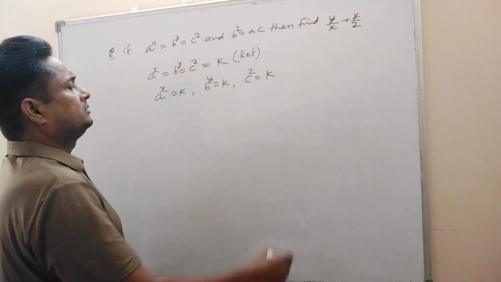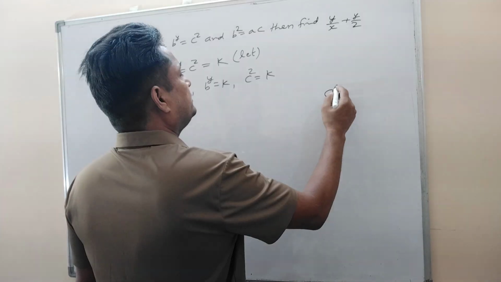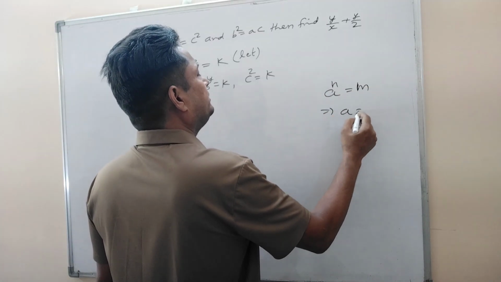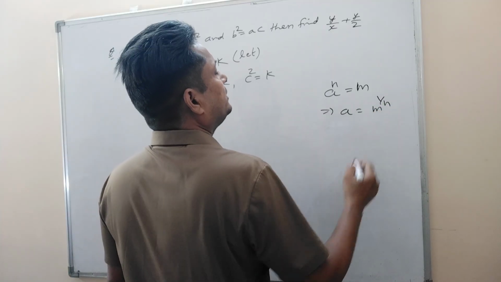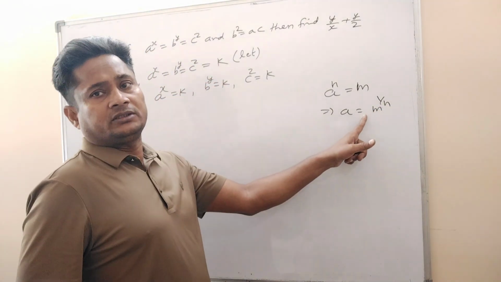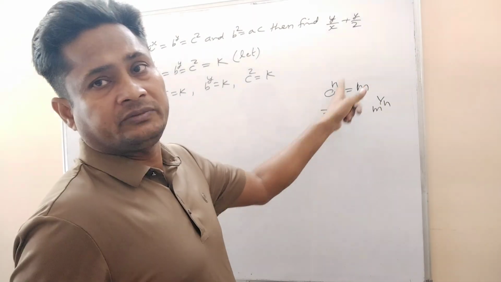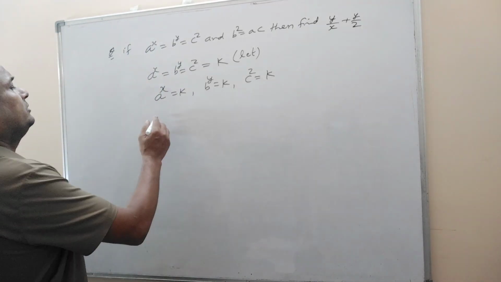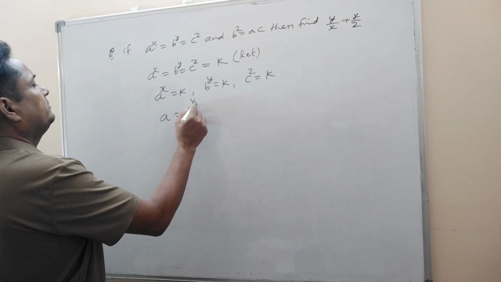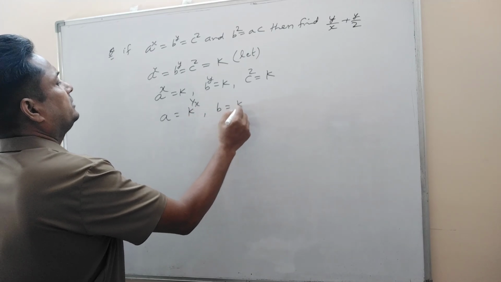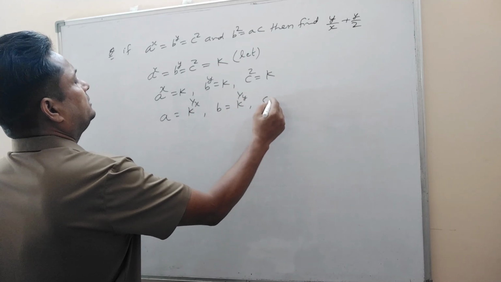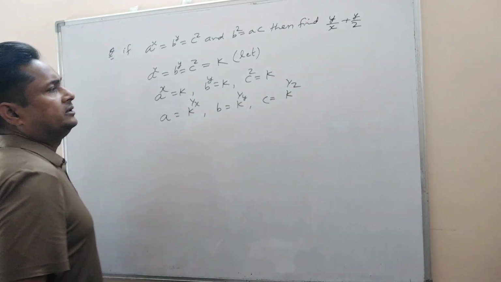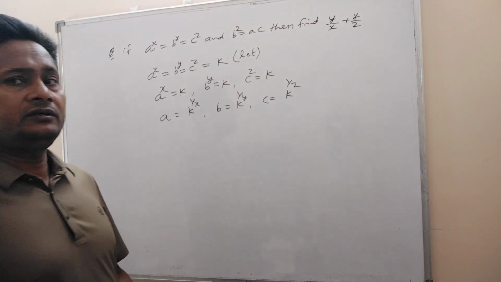Right. So here this is the property: if a to the power n is equal to m, then a will be what? m to the power 1 by n. Here it will be plus or minus according to whether it is even or odd. So now this can be written as: a is equal to k to the power 1 by x, b is equal to k to the power 1 by y, and c is equal to k to the power 1 by z.